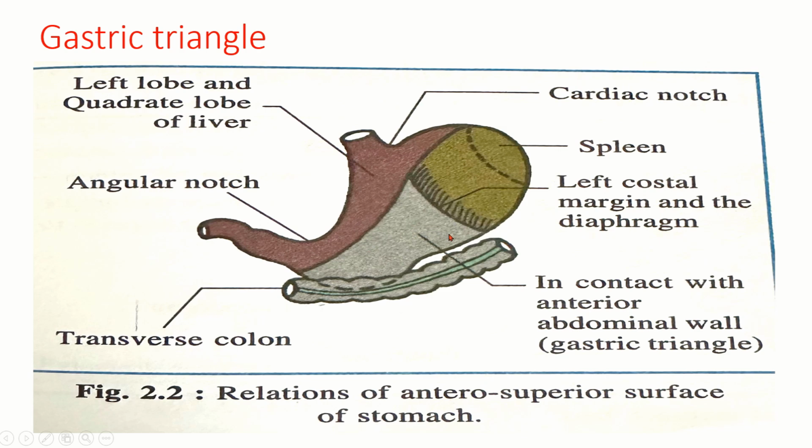During nasogastric intubation, to know whether the nasogastric tube is in position or not, we can auscultate in this area by flushing air through the nasogastric tube. You can see this is the right side, the lower border of the liver. This is the left side, the left costal margin, and below is the transverse colon. So all these three are the boundaries of the gastric triangle.